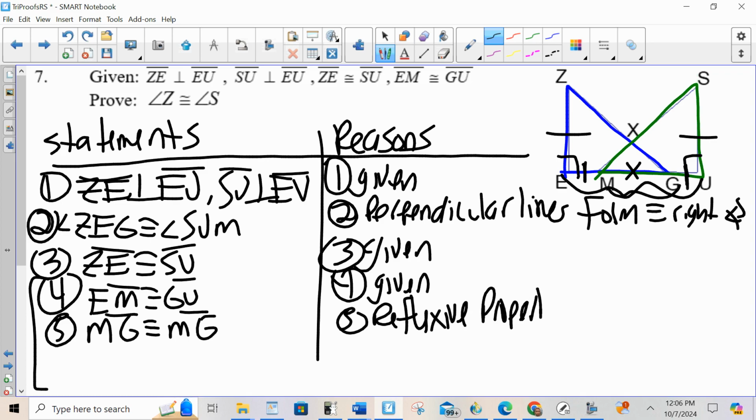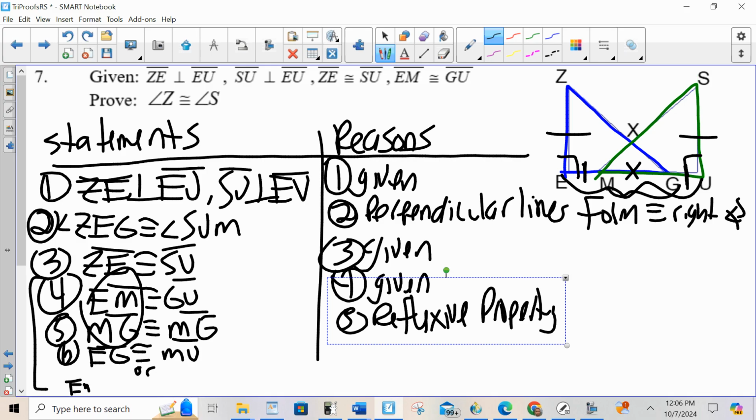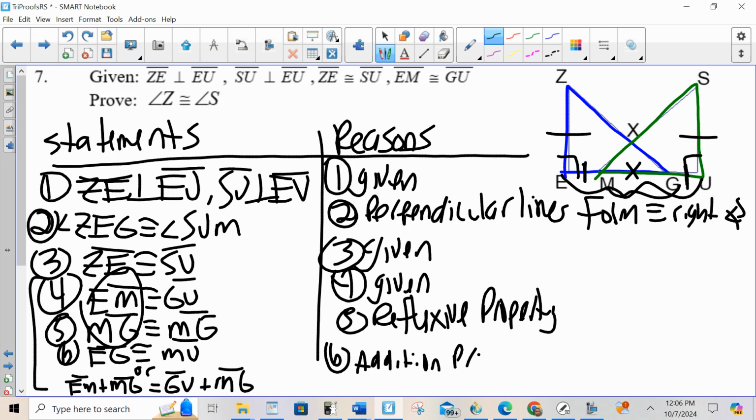And now what I want, EG, is congruent to MU. Now, I must say, where did EG come from? I basically added these. EM plus MG equals GU plus MG. What did I do? I added them. That's addition property. When you need more, that's addition property. And when you have too much and you need less, then that's subtraction property.